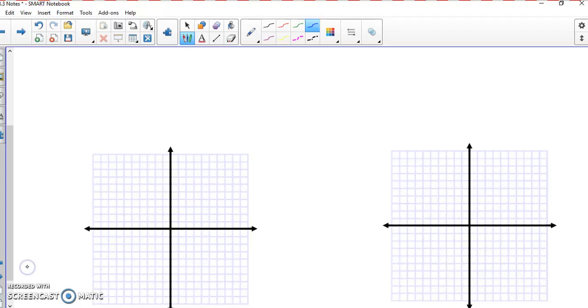So I'm going to go ahead and drop down here and graph that right away. So x equals 3 would be right here. This line right here will be what my parabola is reflected over.